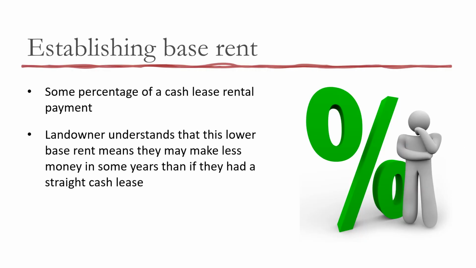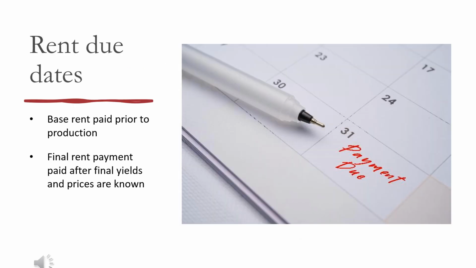Several factors influence the choice of the base rent. One of the simplest ways to set the base rent is to set it at 60 to 80% of a typical fixed cash rental rate. Because the base rent is less than a typical cash rent, the landowner has the risk of lower income in some years. The landowner typically receives the base rent at the beginning of the production cycle, say March for corn and soybean production. The final rent payment is made after yields and prices are known for certain.